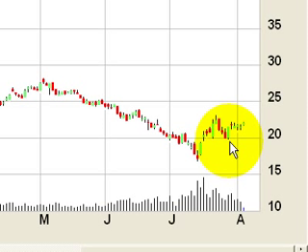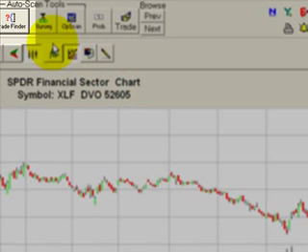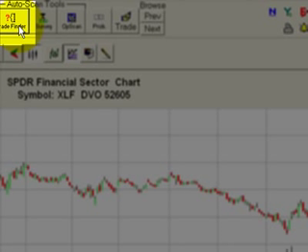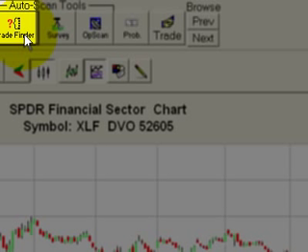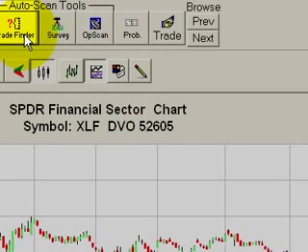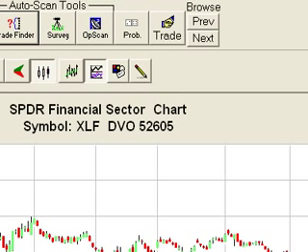But because we're using OptionVue, and because OptionVue has the TradeFinder, OptionVue will tell us what it thinks is the best trade given our set of parameters. So that's what I did. I hit the TradeFinder button, I gave it my parameters, and I asked the software to recommend the best trades based upon my criteria.